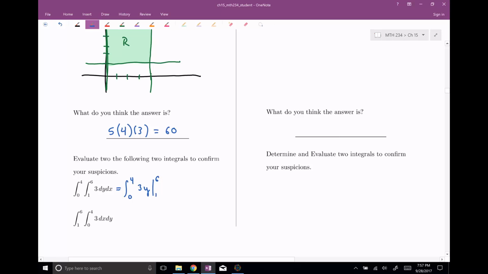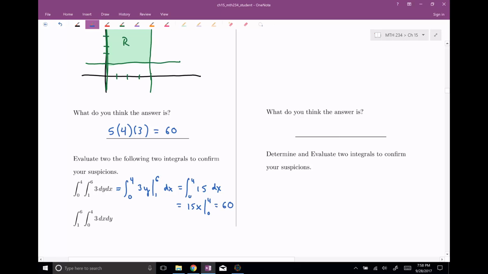Now I evaluate from 1 to 6, leaving my dx integration for a second. Plugging in 6, 3 times 6 is 18, minus 3 times 1, which is 3. Simplifying, 18 minus 3 is 15. Now I still need to integrate with respect to x, which gives 15x, evaluated from 0 to 4. Plugging in 4 gives 60, and plugging in 0 gives 0. So this is just 60.